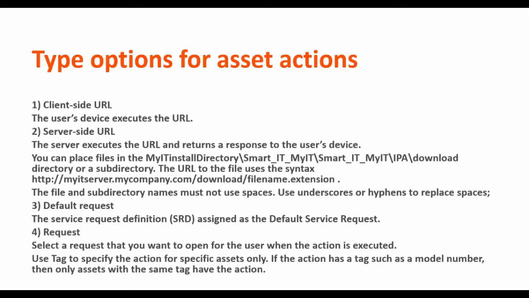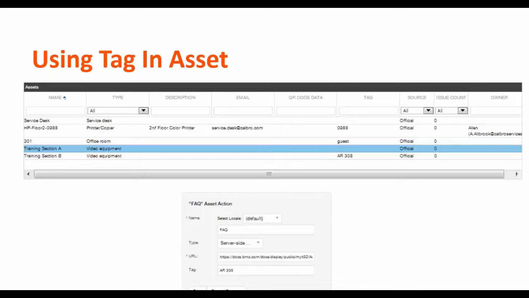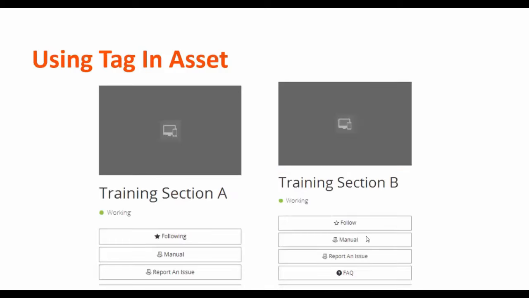You can also use tags in the asset. For example, here we have two assets with the same type, Training Section A and Training Section B. While Training Section B has a tag as AR308, Training Section A doesn't have any tag. If you open the action called FAQ and add the tag AR308, then the action would be visible only in Training Section B because of the tag and not for Training Section A.